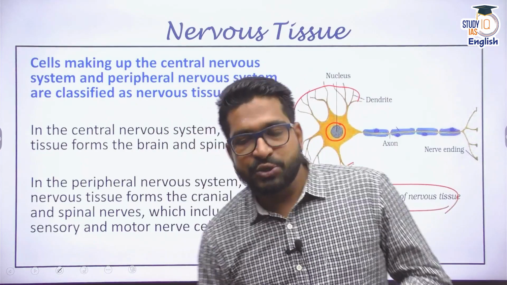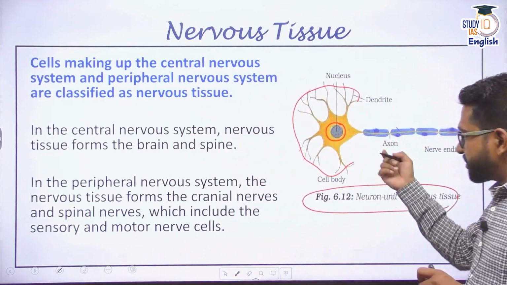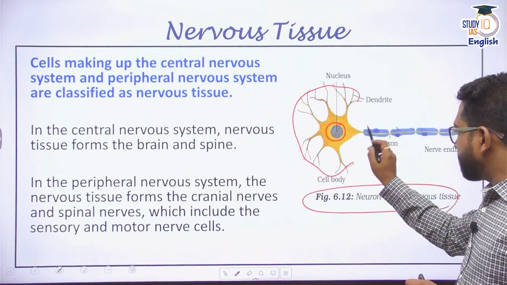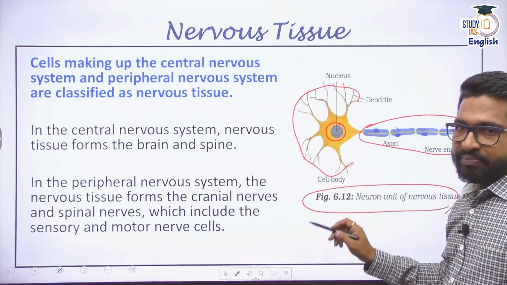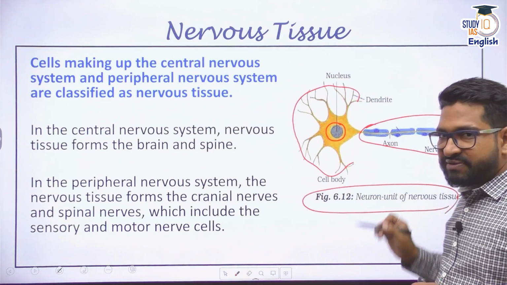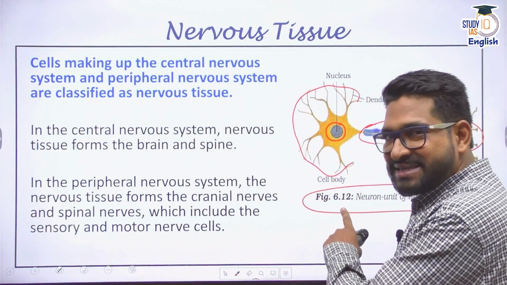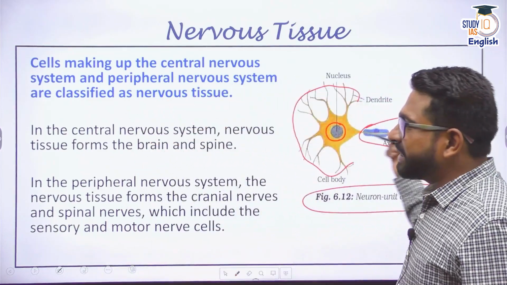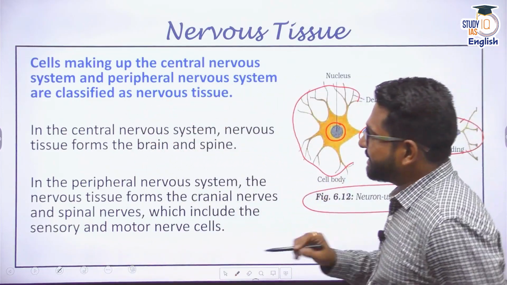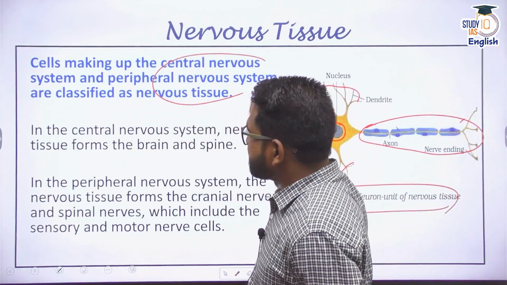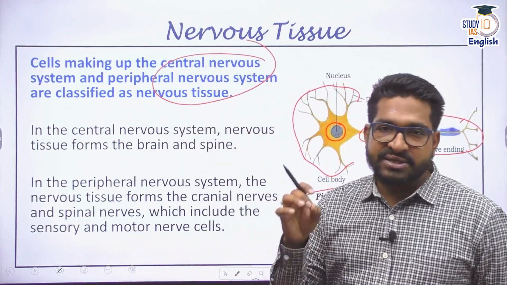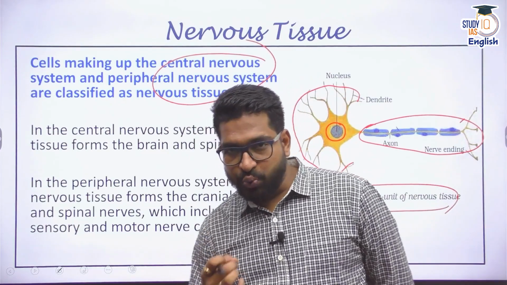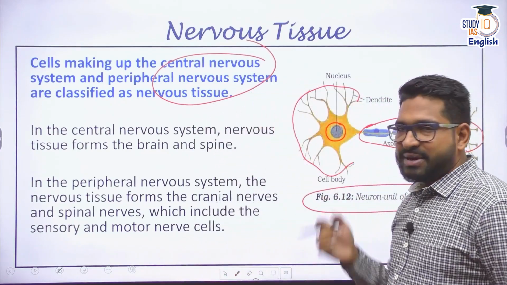All right. So the basic unit of these nervous tissues is a neuron, which has a dendritic structure towards the nucleus side. It also has an axon, and this axon has nerve endings which are connected to the next neuron. It forms a connecting link like this. So the cells that make up the central nervous system and peripheral nervous system are called nervous cells, and nervous cells make nervous tissue. So they basically help in relay.